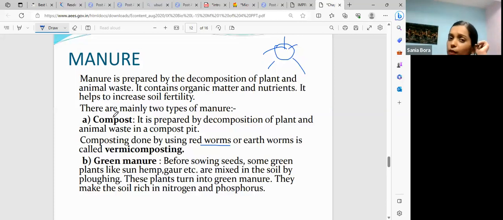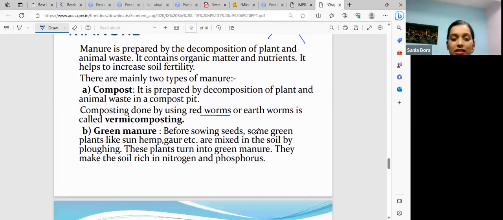How is compost prepared? You will dig a pit. In that pit, you will decompose everything and it will get decomposed automatically and convert into compost. But if you are using red worms and earthworms to convert the waste into compost, that is known as vermi compost. Now coming to the second type of manure, it is green manure.